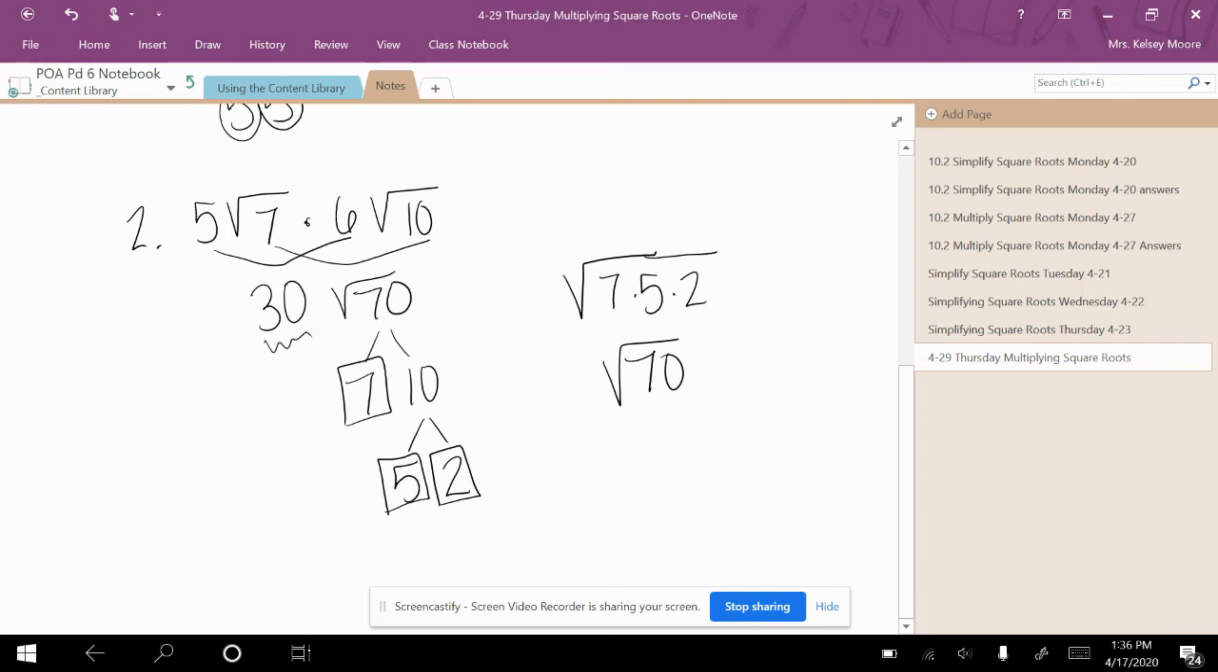And then you just can't forget about that 30. And you get 30 square root of 70. So this problem, once you multiply them together, you actually can't simplify anymore.